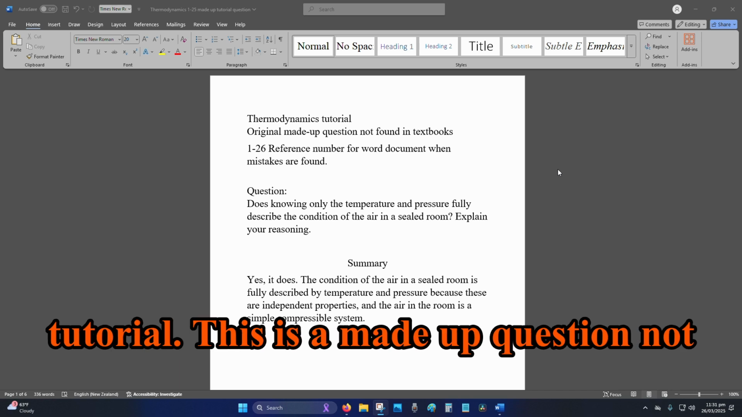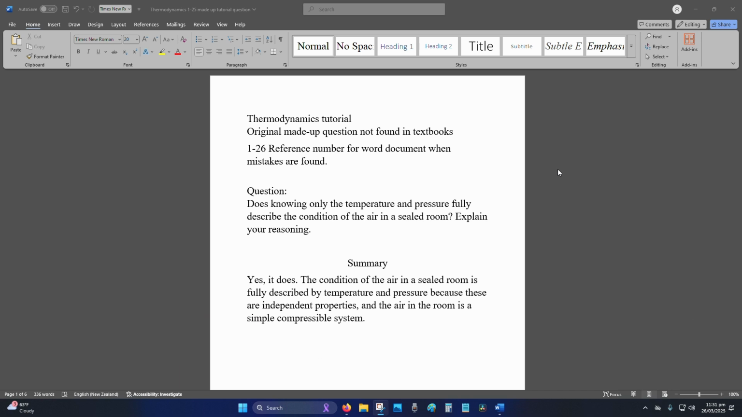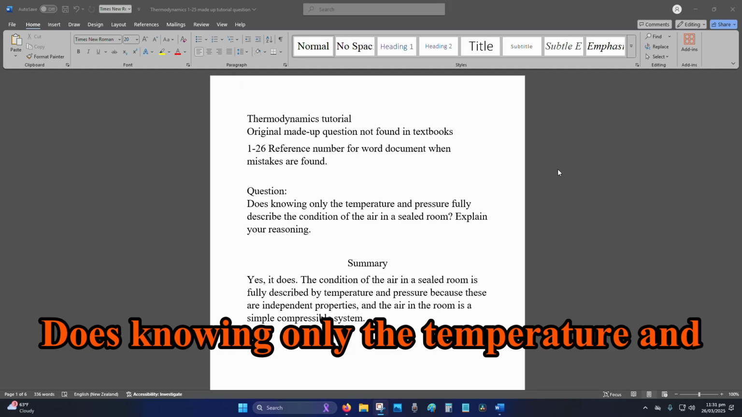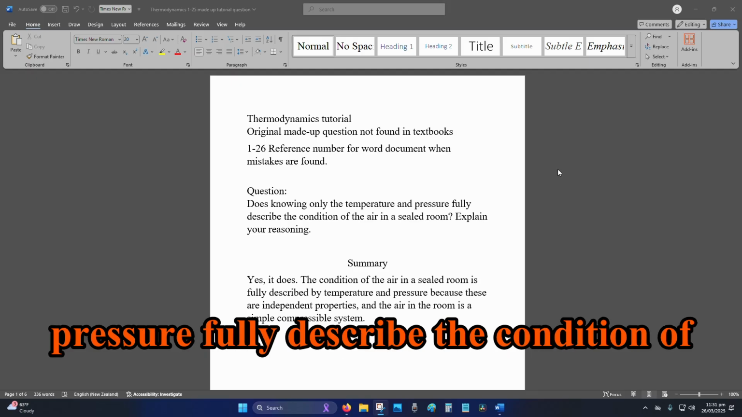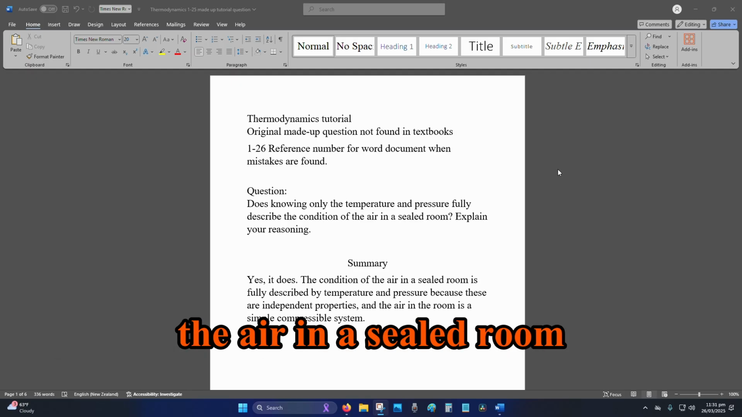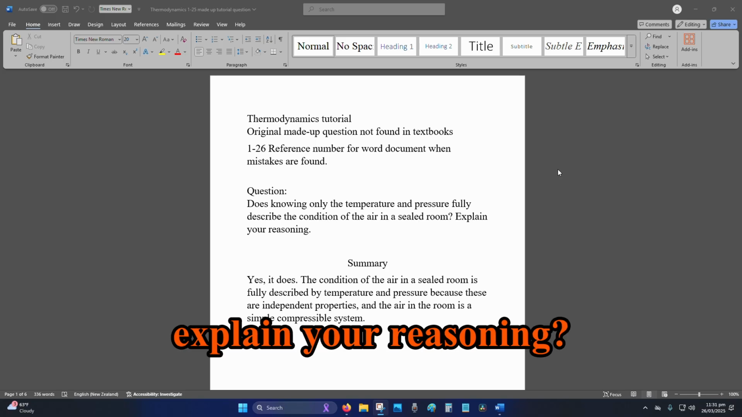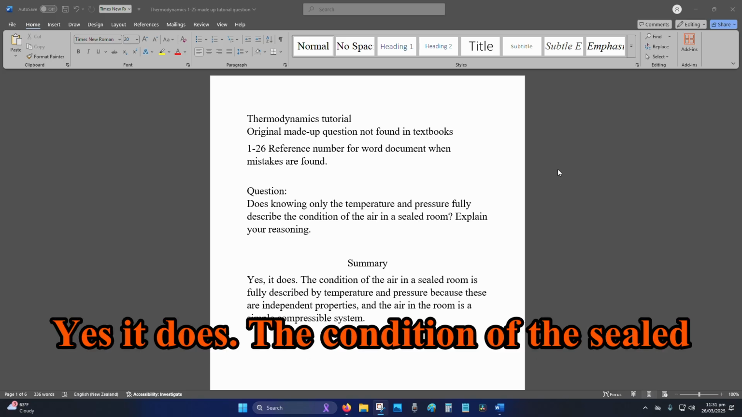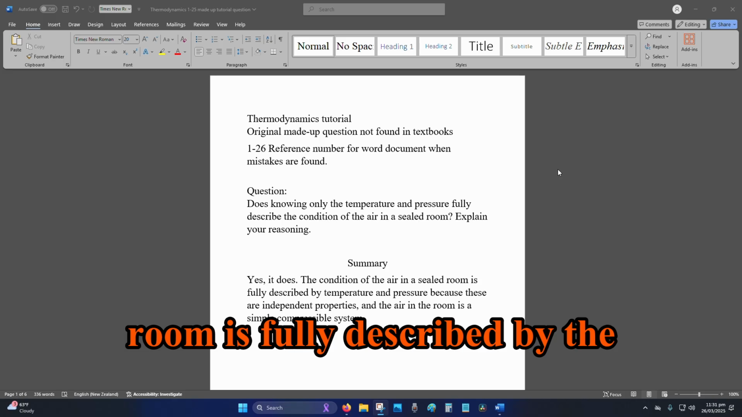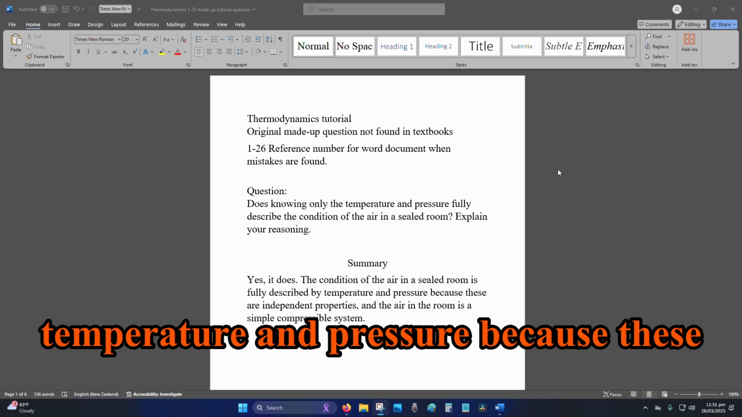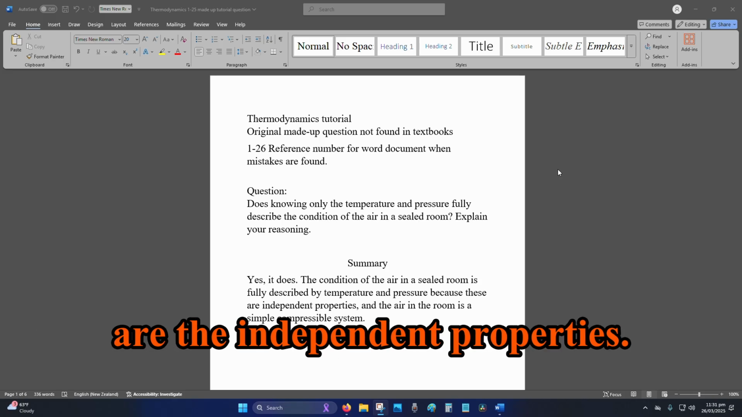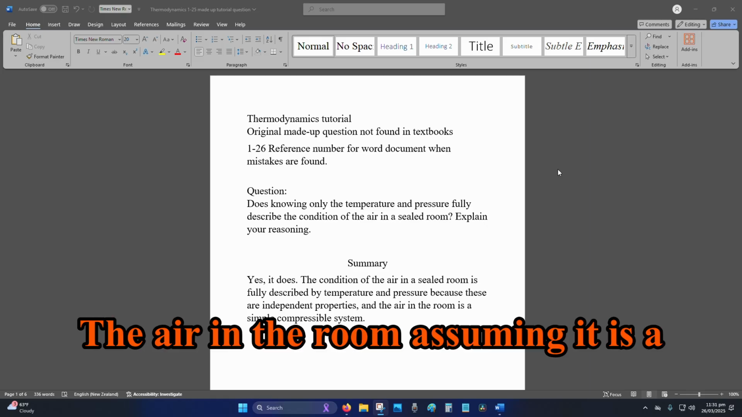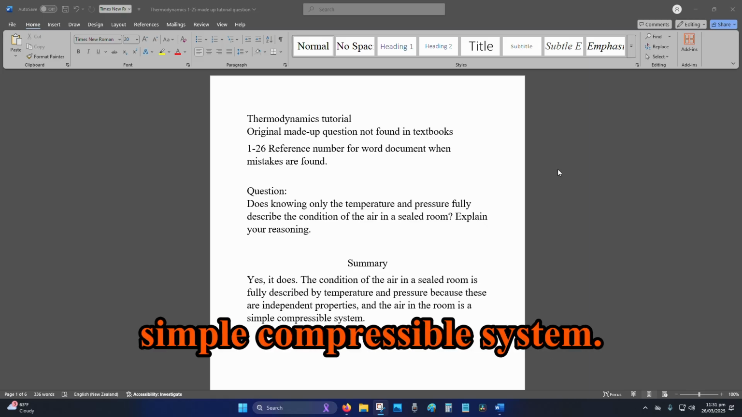This is a made-up question not found in your textbooks. Does knowing only the temperature and pressure fully describe the condition of the air in a sealed room? Explain your reasoning. Yes, it does. The condition of the sealed room is fully described by the temperature and pressure because these are the independent properties of the air in the room, assuming it is a simple compressible system.